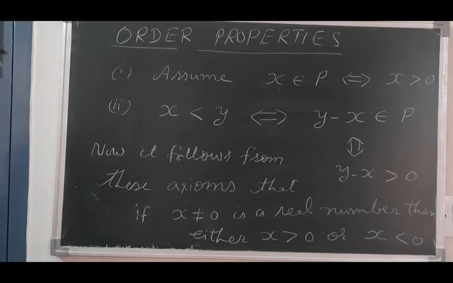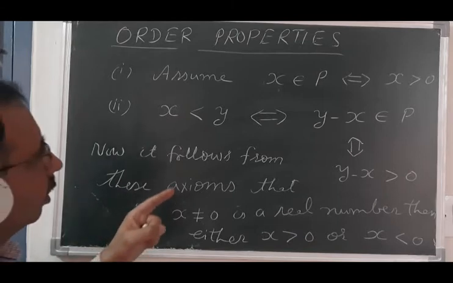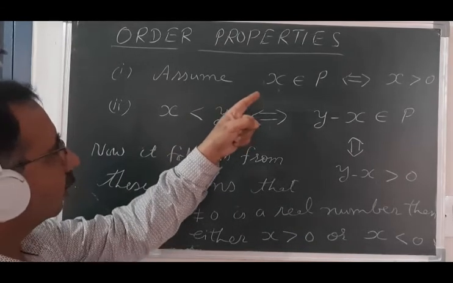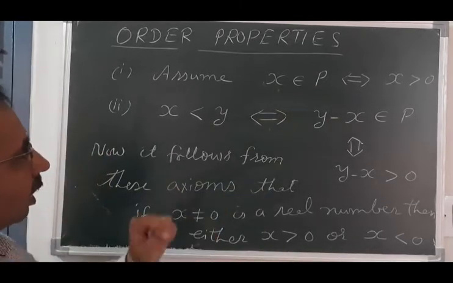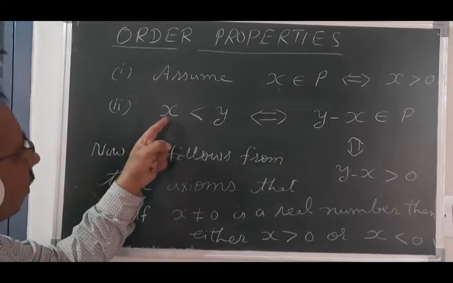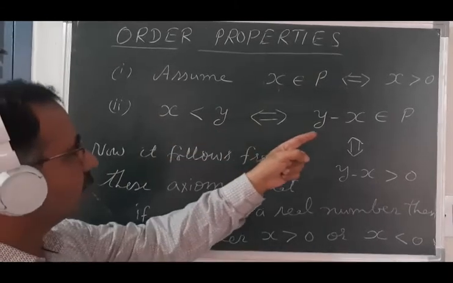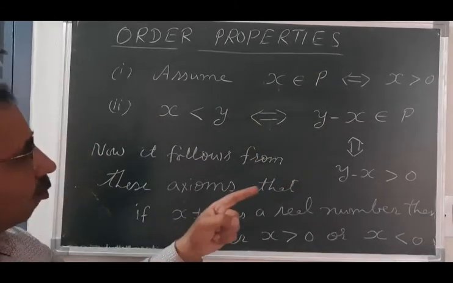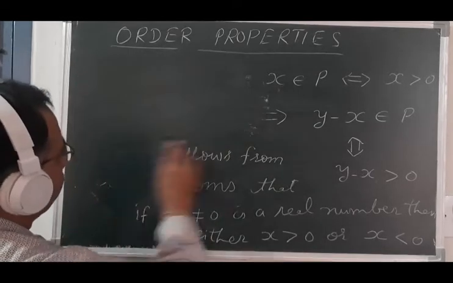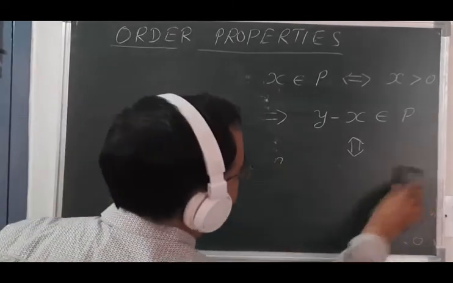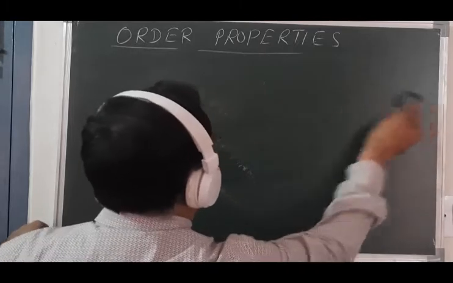By using these two axioms, I'll prove certain properties of reals. So remember, first property is x belongs to P if and only if x is greater than 0. Second is when x less than y, this means y minus x is an element of P, or y minus x is greater than 0. So I'll use these axioms to prove some properties of real numbers.